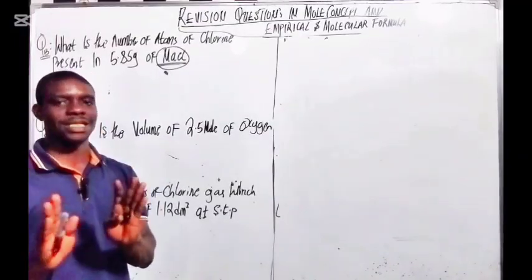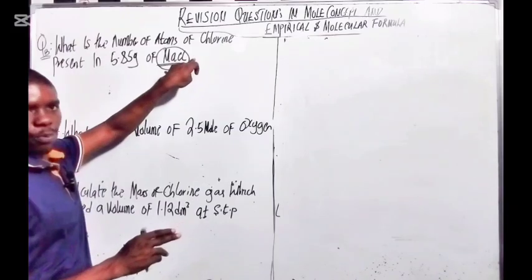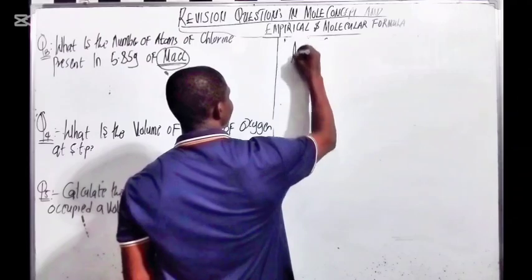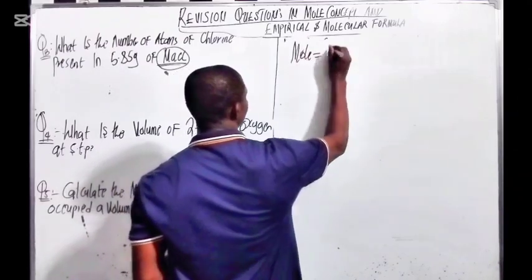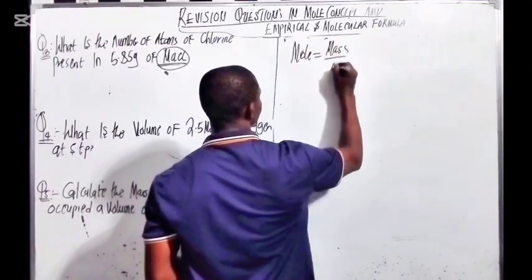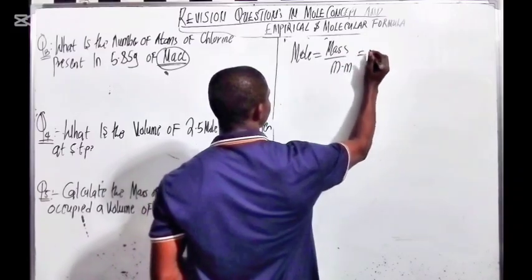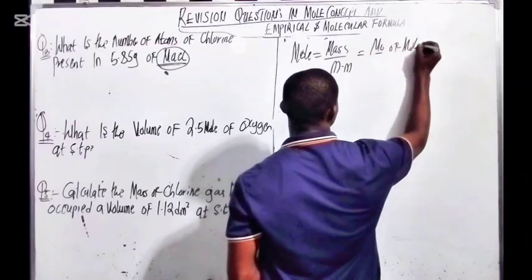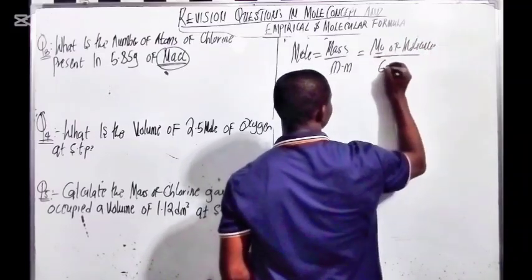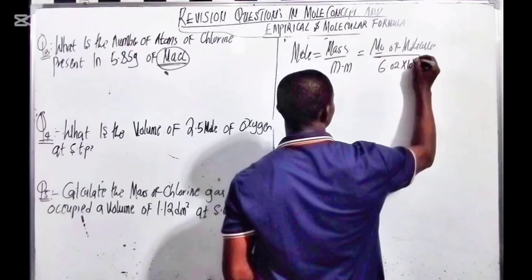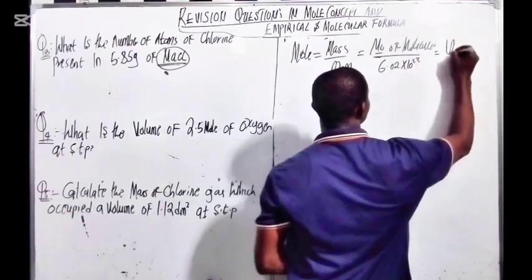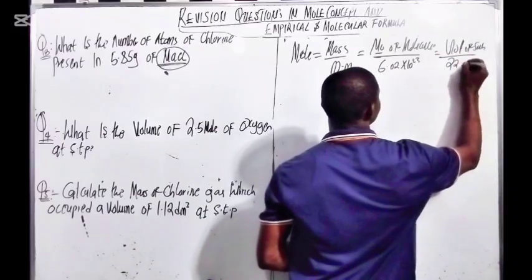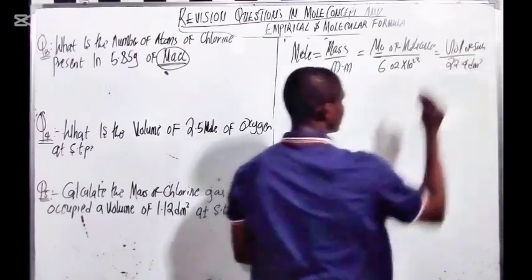So let's imagine that you want to calculate the number of molecules of this compound here, right? So remember, I gave a formula here, right? That mole equals mass over molar mass equals number of molecules over 6.02 times 10 to the power 23, and that's what we say volume of substance over 22.4 dm3, right? This is what I gave to you here.